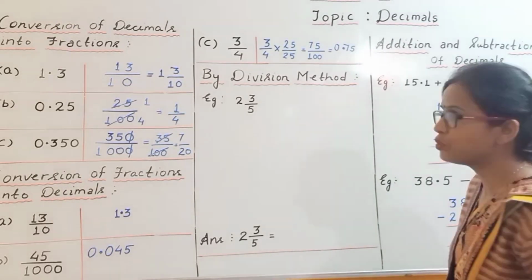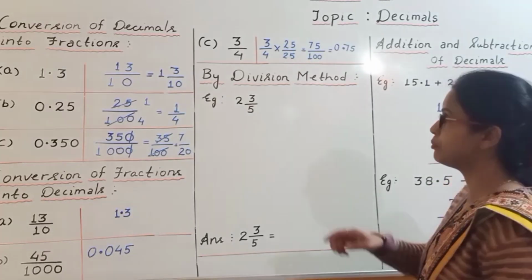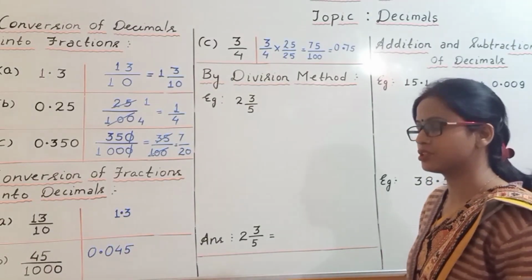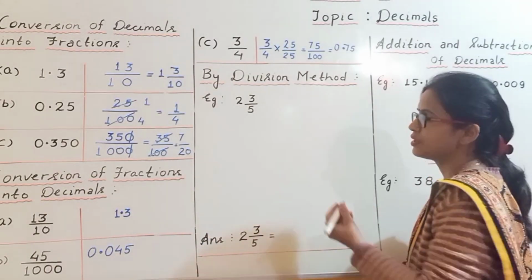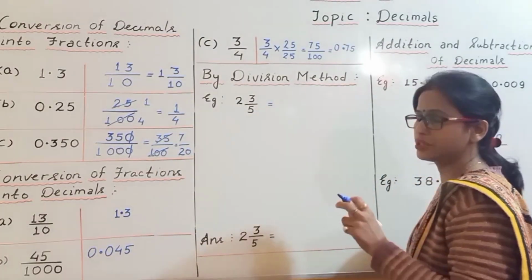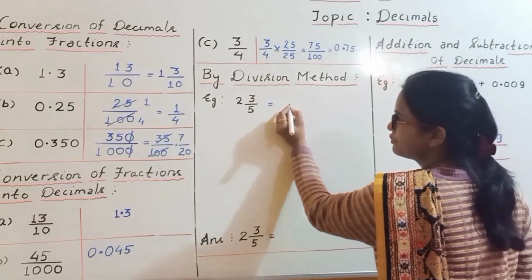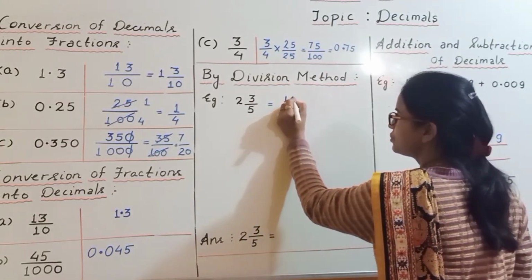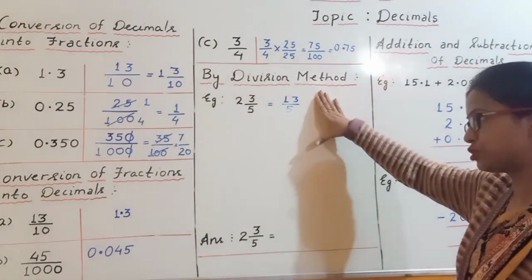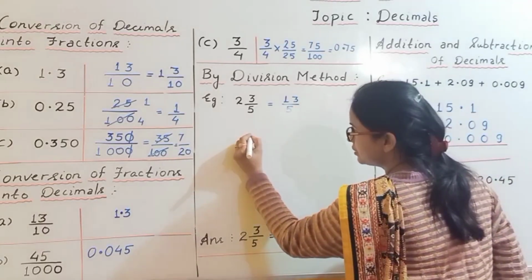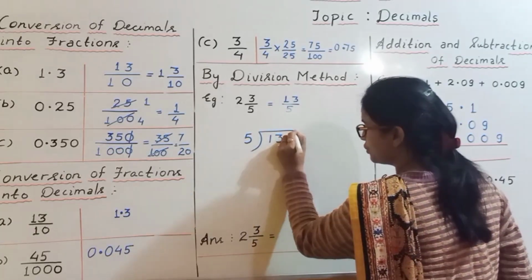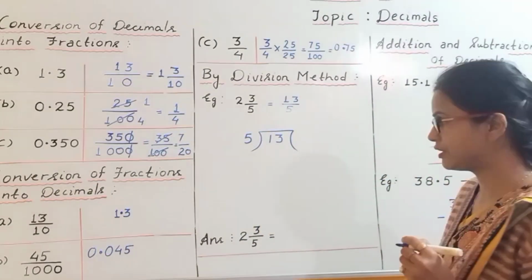Yes children, now we learn conversion of fractions into decimal by the division method. This is a very good method to convert fractions into decimal. Children, see the example. The fraction is 2 whole 3 upon 5. First of all, we will convert it into an improper fraction and we will get 5 2s are 10 plus 3, 13 upon 5. As the method is the division method, we have to divide. Now we will divide 13 by 5. 5 1s are 5, 5 2s are 10.